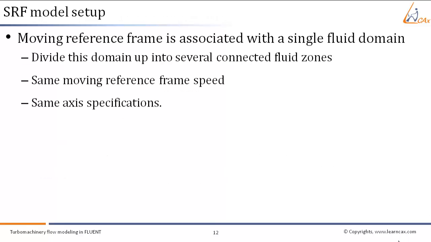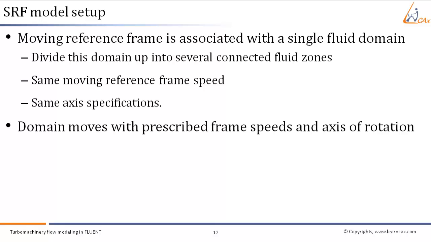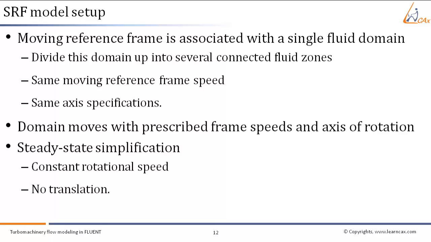The single moving reference frame model is associated with a single fluid domain. We can also divide this domain into many connected fluid zones, but still each zone must have the same moving reference frame speed and axis. Domain usually moves with a specified reference frame and axis of rotation. We usually make constant rotational speed and no translational simplification in order to apply the SRF model.